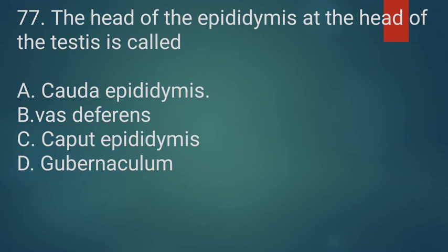Next question. Question number 77. The head of the epididymis at the head of the testis is called. Options are option A, cauda epididymis, option B, vas deferens, option C, caput epididymis, option D, gubernaculum. This is a direct question. The head of the epididymis at the head of the testis is called caput epididymis. That is option C, the right answer.